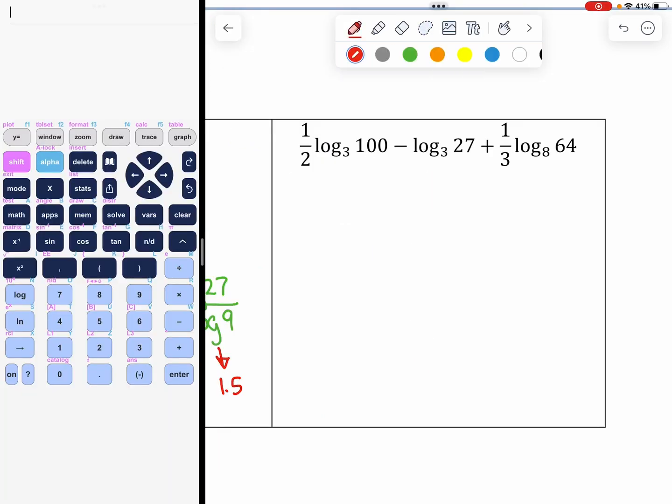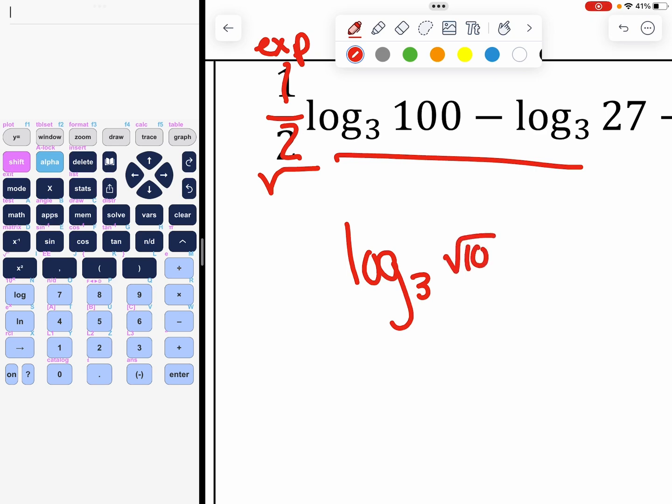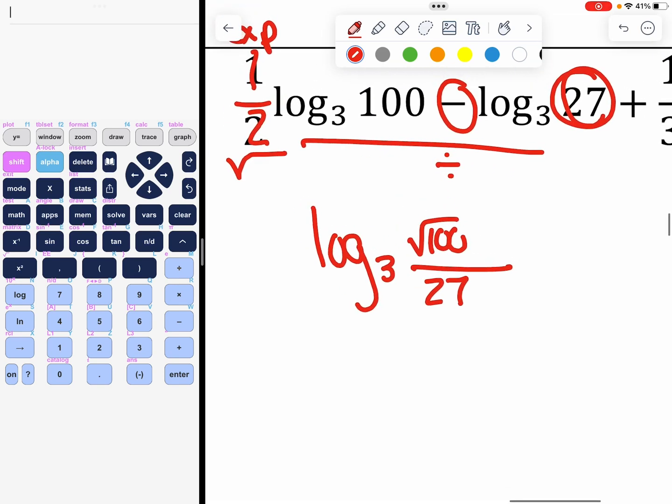All right, time for the last problem. I had to redo this problem because I didn't see that it had a base of 8 and everything else had a base of 3. Okay, so here's my log with a base of 3. This 1/2 is going to be an exponent on the 100, and it really just means square root. So I'm going to do square root of 100. This minus sign means division, so that 27 is going to be divided on the bottom. So I'll have log base 3 of 10 divided by 27.